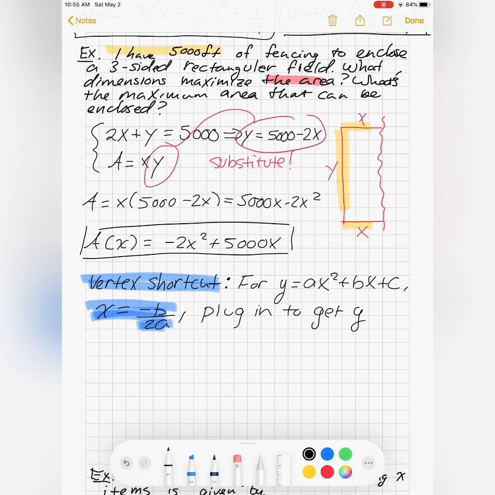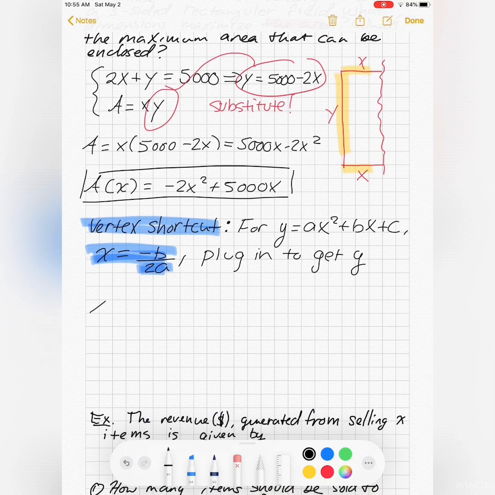So if I'm looking at my area equation, I think this would be an appropriate time to use that shortcut formula. Okay, here's the b, here's the a. So x equals negative b over 2a. See, 5,000 over 4. So what the heck is that? 2,500 over 2. Half of 2,500, is that 1,250?